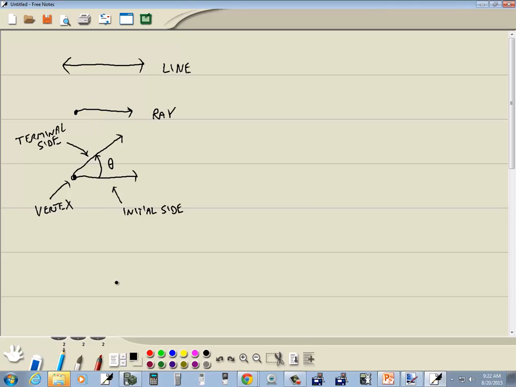Now as we go, here's our initial side, and as we go counterclockwise, our angle is going to be positive. If we have, here's our initial side, and then here's our terminal side, and I'm going clockwise. Well, if you're going clockwise, then your angle is going to be negative.